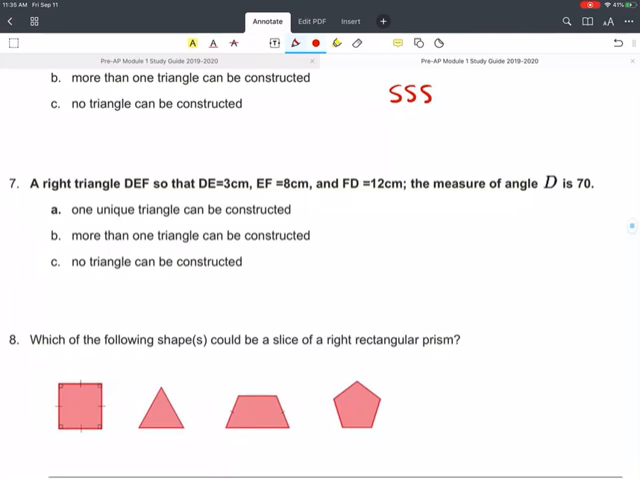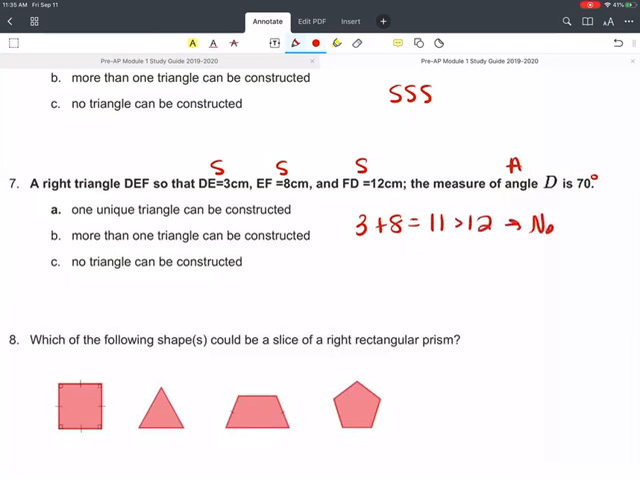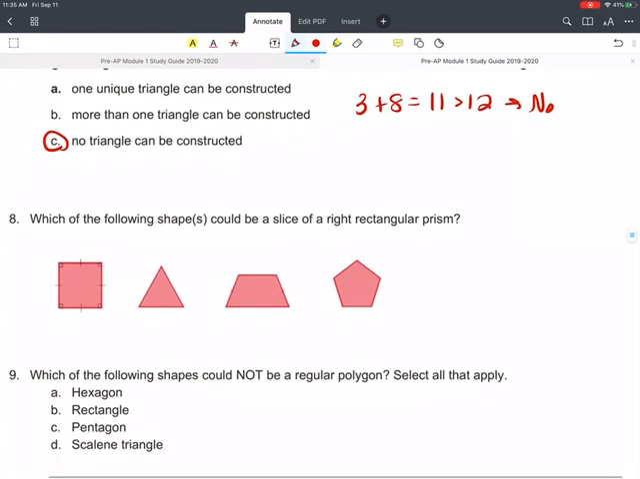On 7, it says a right triangle DEF, so that DE is 3 centimeters, EF is 8 centimeters, and FD is 12 centimeters. And the measure of angle D is 70, that should be degrees. So again, I follow the side, side rule. So 3 plus 8 is 11. Is 11 greater than 12? That is no, so this would be no triangle at all.